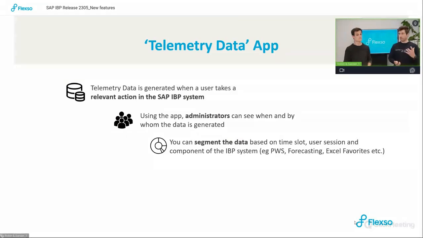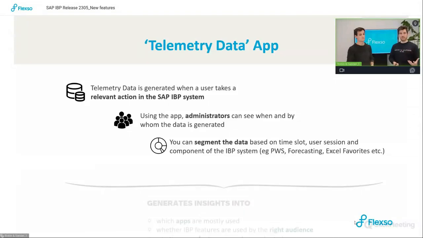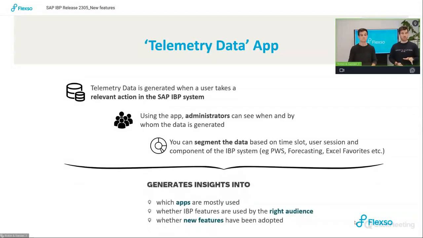Capping it off with this conclusion for this data, I think it will provide administrators with very relevant insights, very good knowledge about which apps or which functionalities are mostly used in an IBP system. Also, if you introduce features, whether they are used by the right audience, because you don't, I think, want supply planners being involved with demand forecasting algorithms, for example. And then also, if you have at all introduced new features, or SAP has introduced new features, then you can clearly see whether or not these have been adopted.